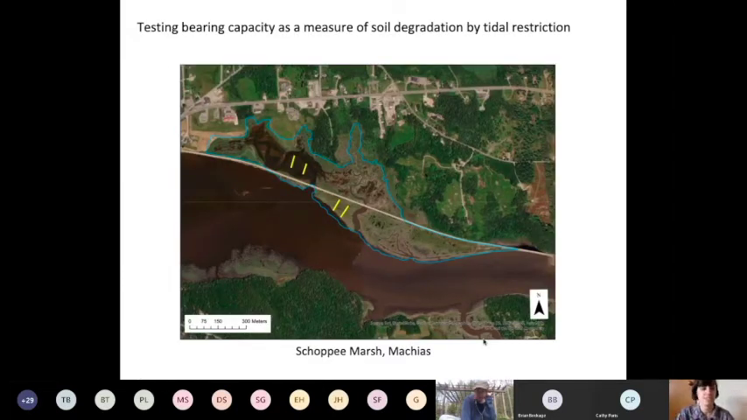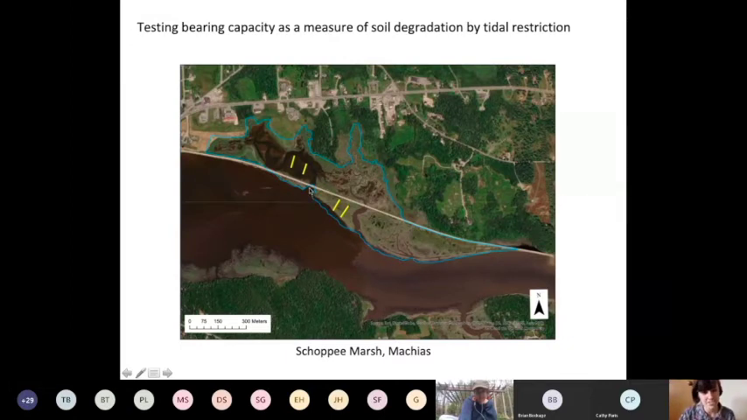So next I wanted to look at bearing capacity, this metric, and see if it could pick up on differences in the soils in a single marsh that was partially restricted from the tides. This marsh in Machias was a really good site for this, because you can see that this railroad bed running west to east through the site has really cut off that northern part of the marsh from the tides.